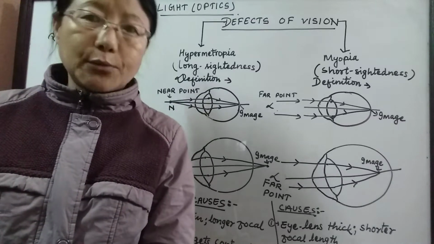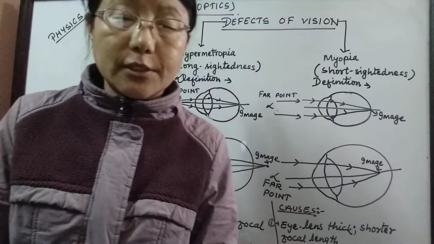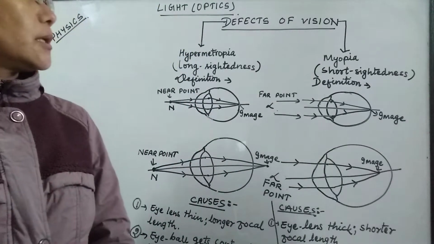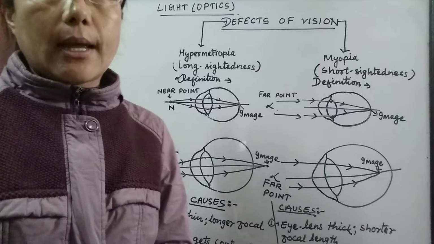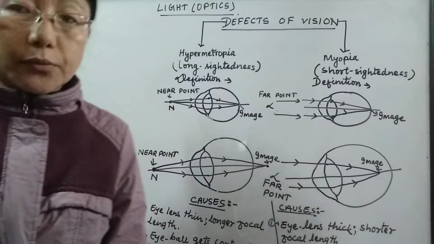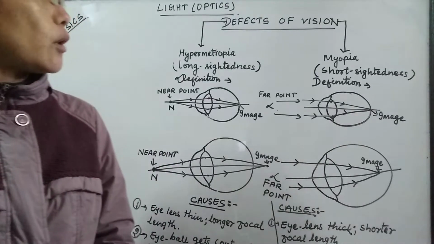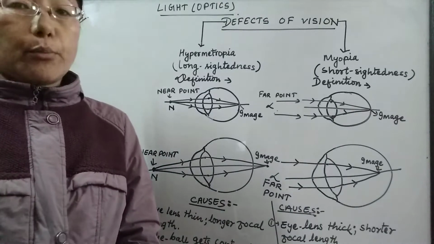In this video series, we are going to study science chapters of grade 10 SEE exams. Now we are going to study physics chapter light optics. Now we are going to study an important topic, defects of vision. There are questions from defects of vision most of the time, so you need to study this topic very carefully, properly.